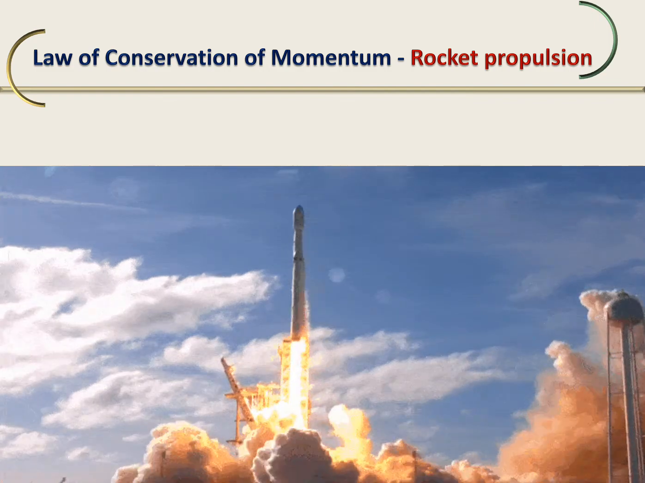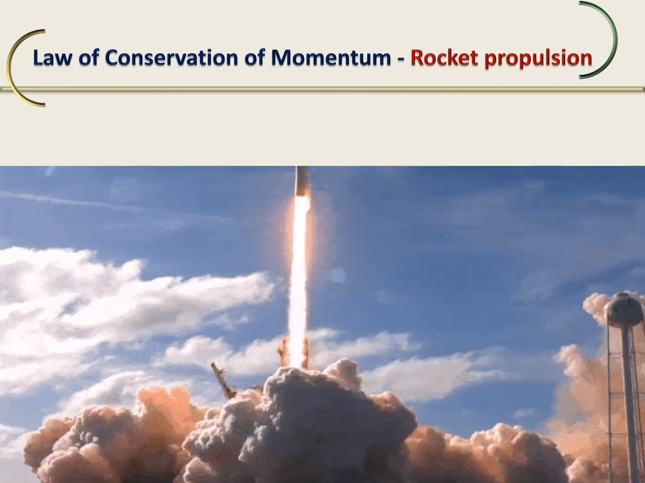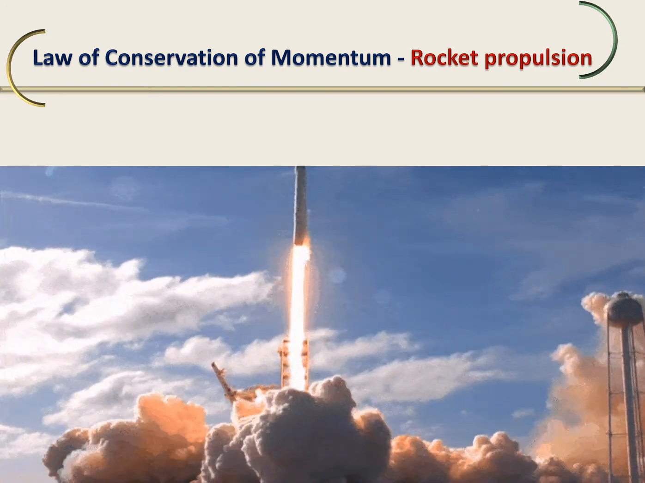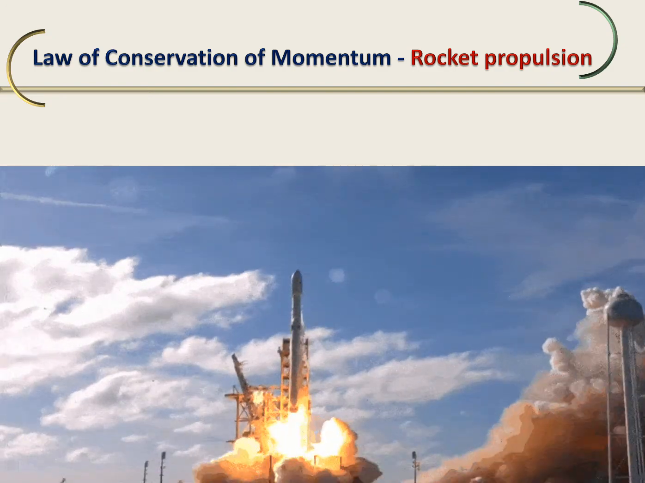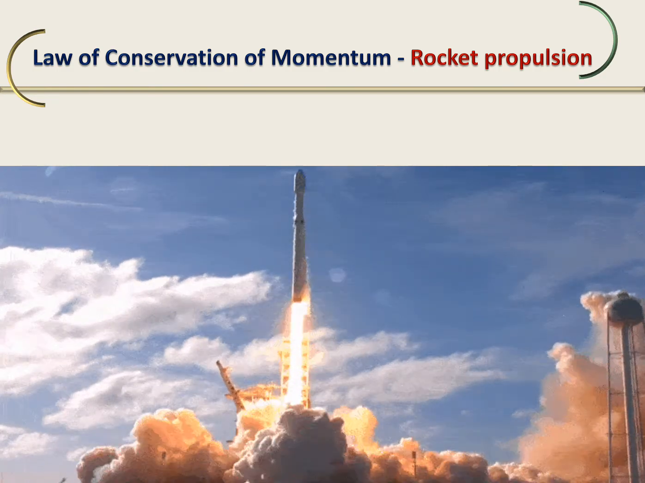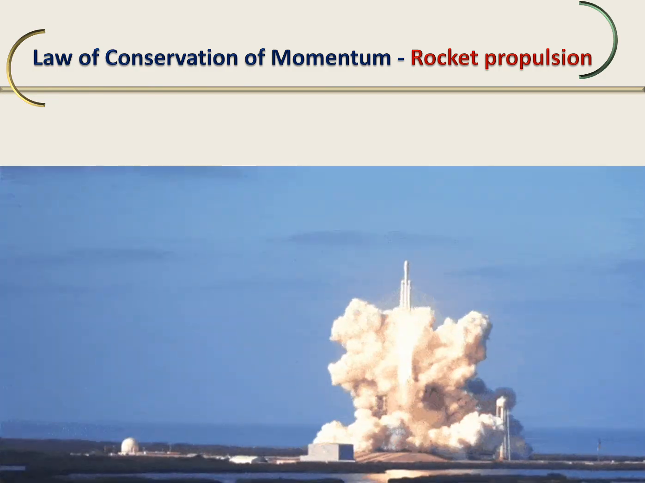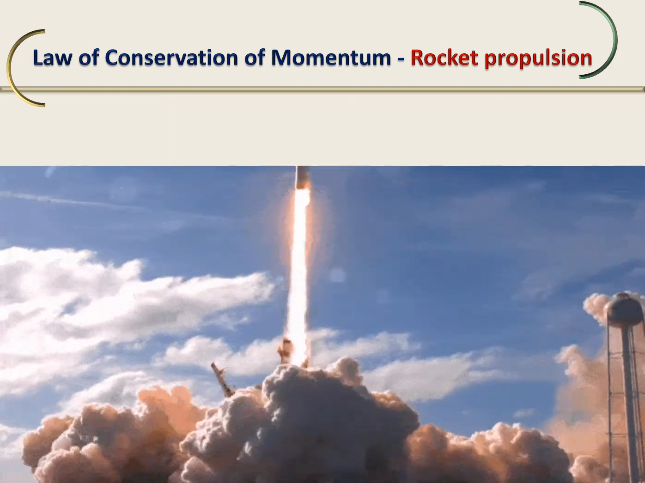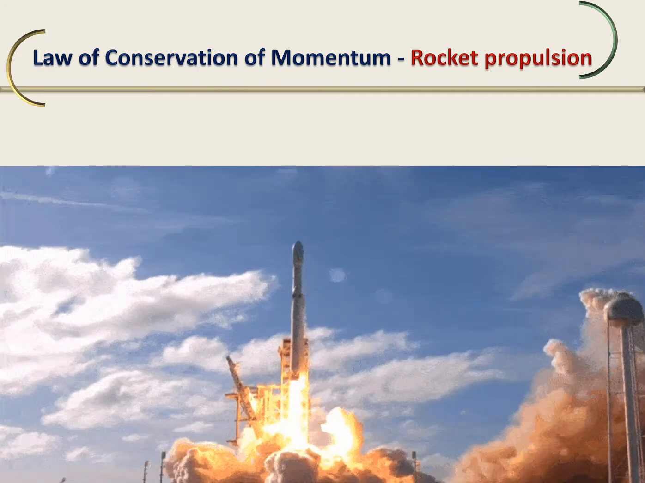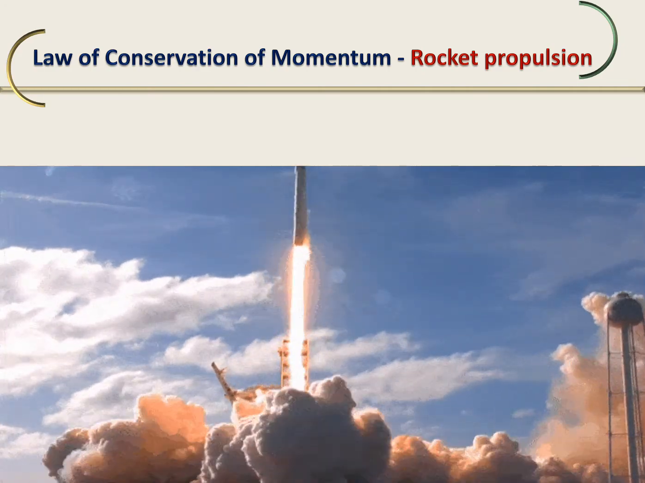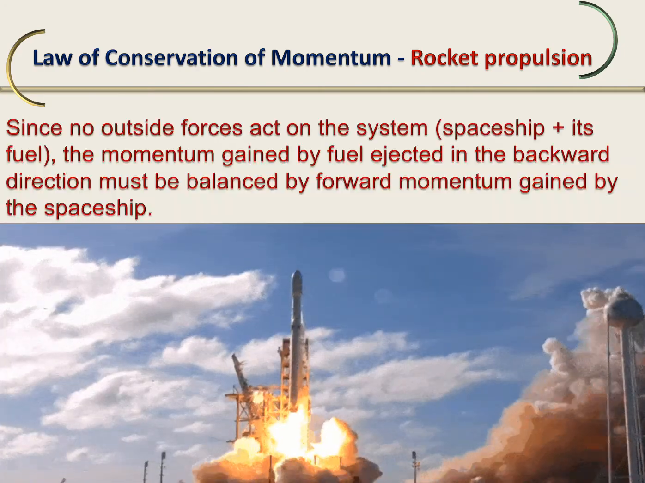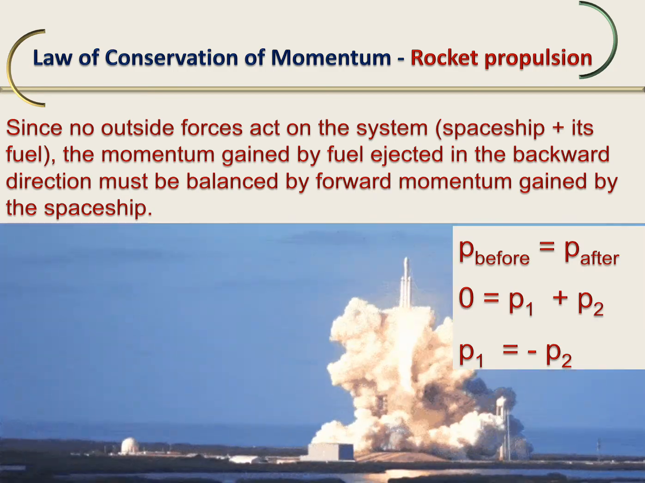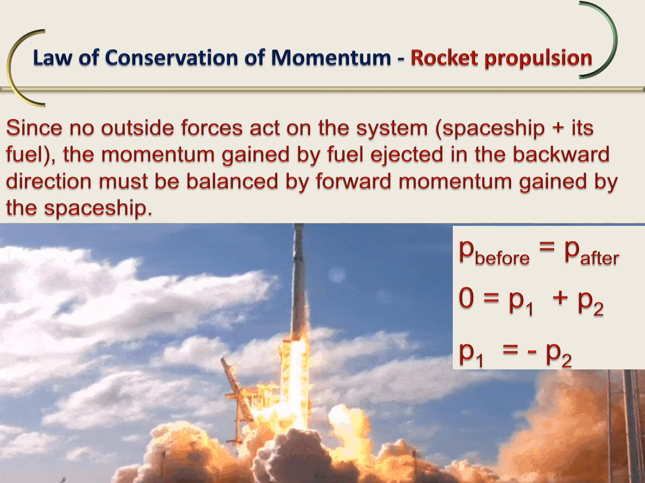Let's see another very similar example. That's the motion of a rocket. Before the rocket moves, the fuel is inside the rocket and they are not moving, the rocket and the fuel. So they have a momentum of zero. After, what happens is the fuel is ejected downwards, meaning the fuel has a downward momentum. So the rocket should have an upward momentum, so that when you add the total momentum, you get zero. So when the fuel goes downward, the rocket will move upwards.